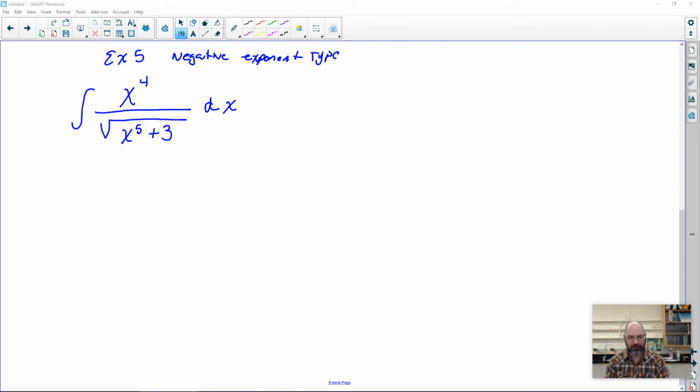Okay, sorry about that. So let's go through this one. Let's rewrite it here. If we rewrite this as a negative exponent, it's going to be x to the 4th, bracket, x to the 5th plus 3, to the -1/2 power. It's 1/2 for the square root, and negative, we'll bring it back up here, dx.